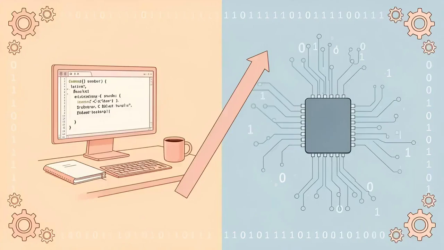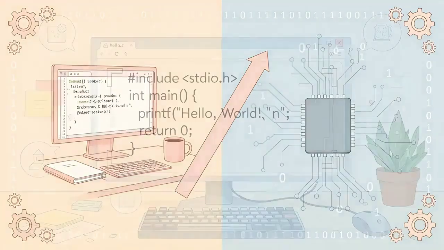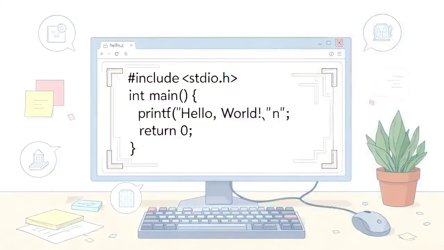Humans write code in languages like C, but processors only understand machine code, raw binary instructions. Compilation bridges this gap, translating your source file into something the hardware can actually execute. The workflow starts with a .c file, plain text containing C syntax, function calls, and preprocessor directives. This source code is human readable.